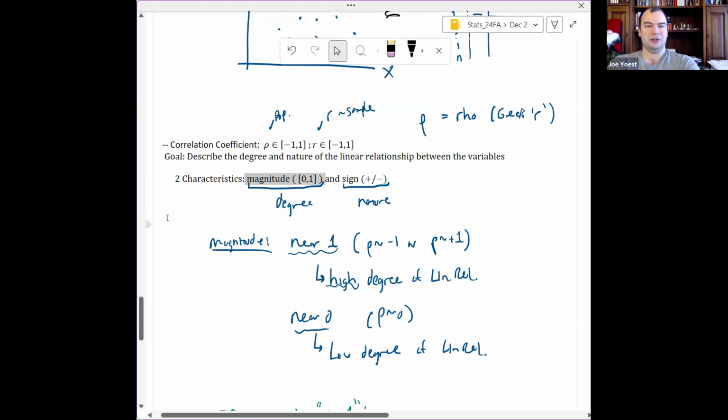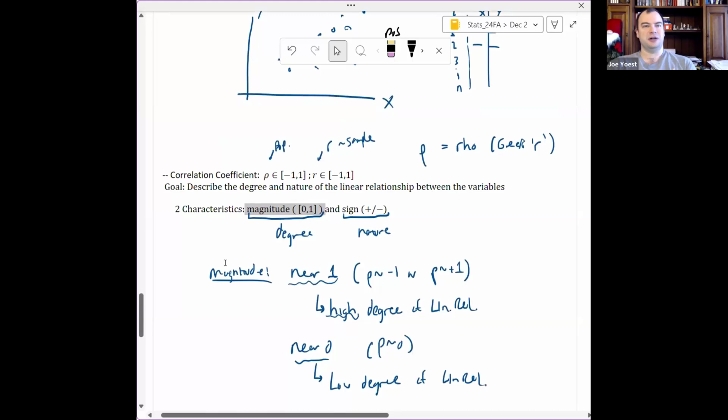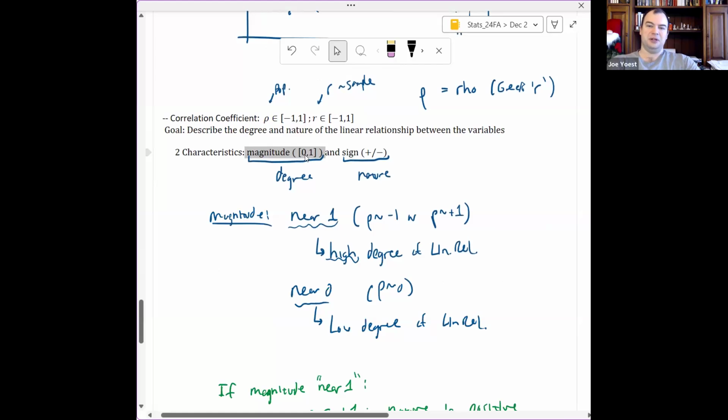So if I'm looking at the magnitude, that tells me something about the degree of the linear relationship. Is there a strong linear relationship between the two? In other words, does this scatter plot look fairly close to a straight line, these data points? Does it look like they would all fall pretty close to a certain straight line? If so, then there's a high degree of linear relationship, and my magnitude would be near +1. On the other hand, if the data points are just scattered about, and it doesn't seem like any line that I draw through them is going to be a better model or better fit to the data than really any other line, then the magnitude might be near 0.